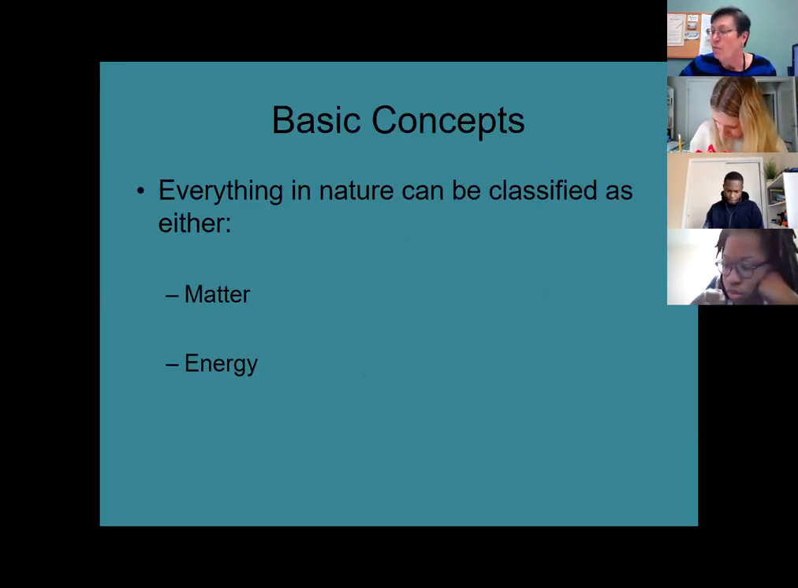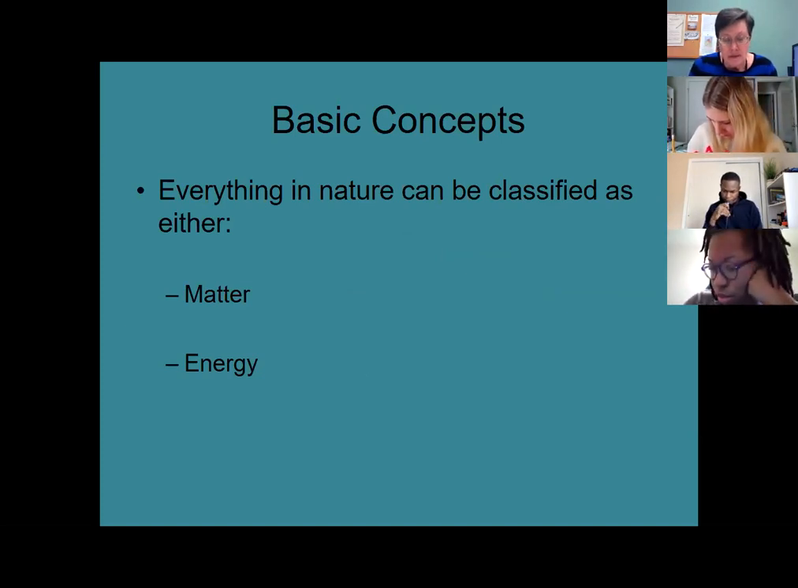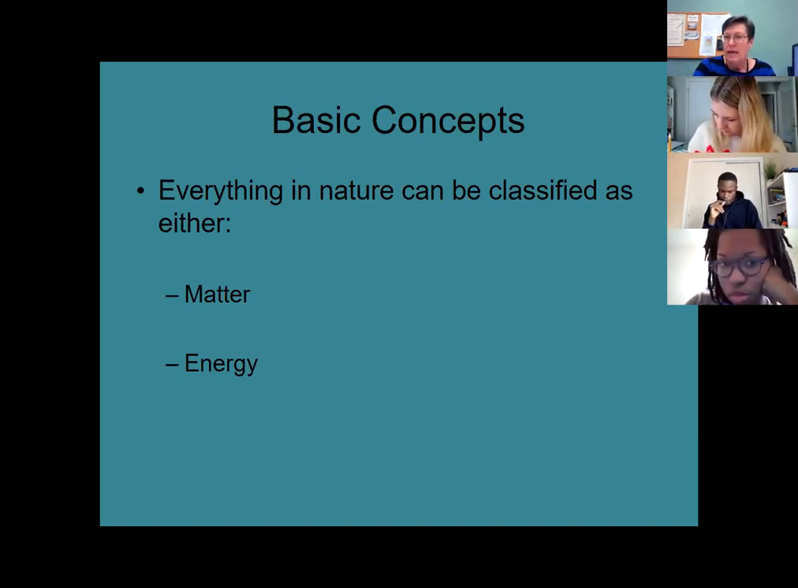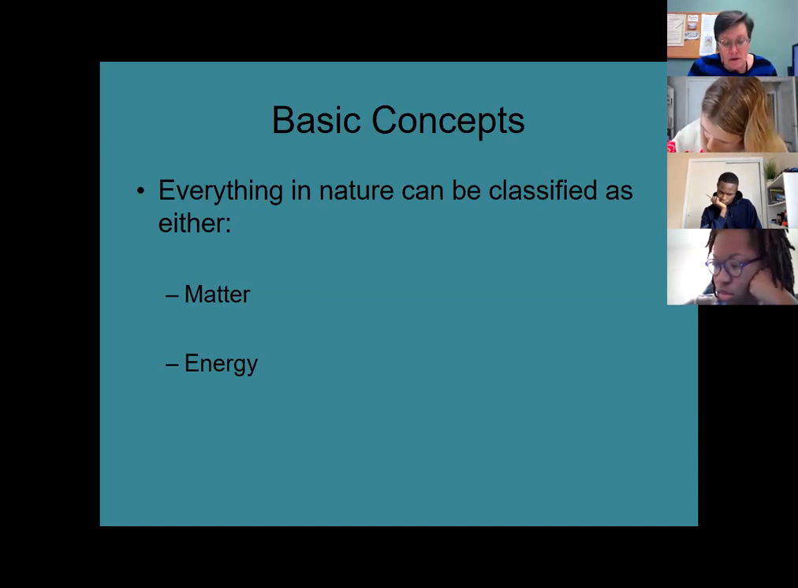All right, so when we think about our environment, everything in nature can be classified as either matter or energy. And both of these are what we would call conserved quantities. And we'll talk more about that a little bit later. But these conserved quantities can change form, but they're always a constant amount.